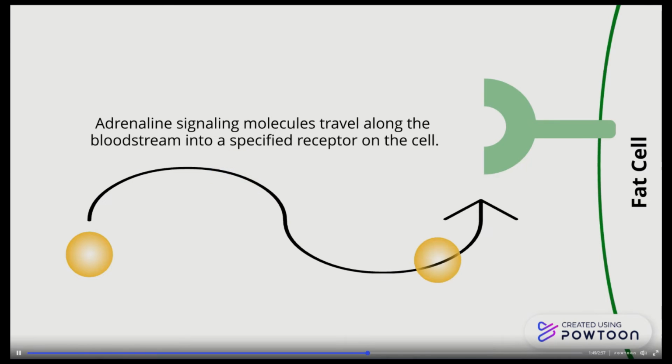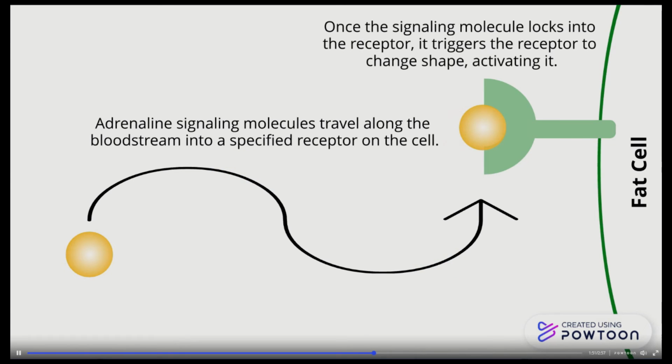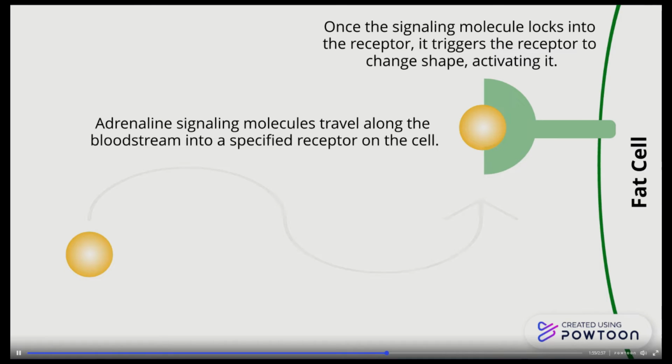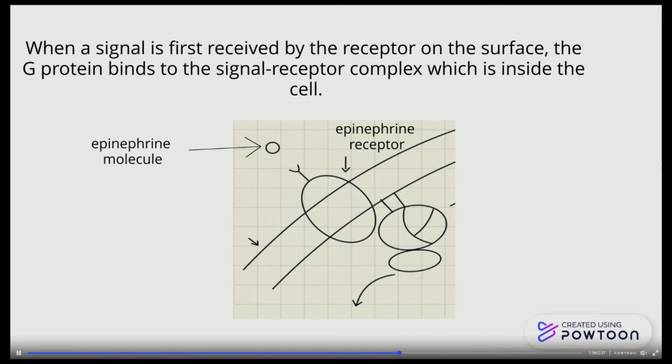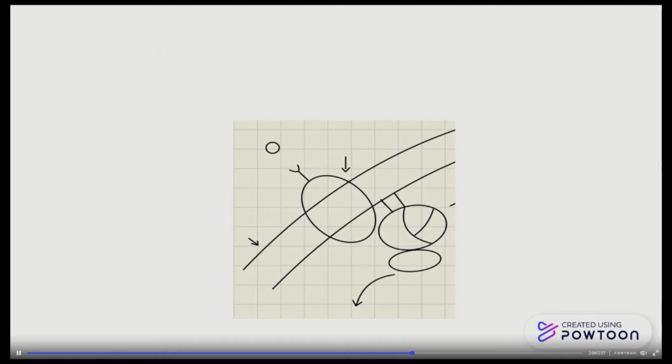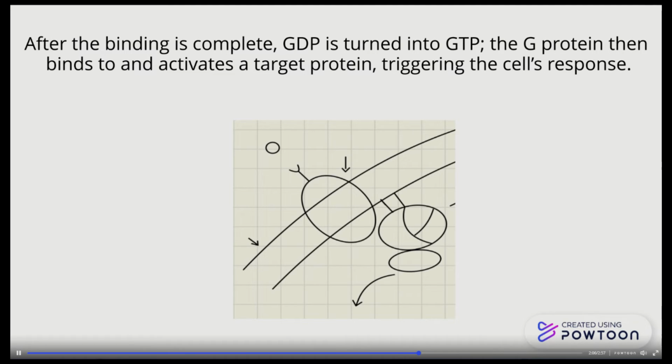Adrenaline signaling molecules travel along the bloodstream into a specified receptor. Once the ligand locks onto the receptor, it triggers the receptor to change shape and activates it. When a signal is first received by the receptor, the G protein binds to the complex inside the cell. After the binding is complete, GDP is turned into GTP. The G protein then binds to and activates a target protein, which triggers the response.